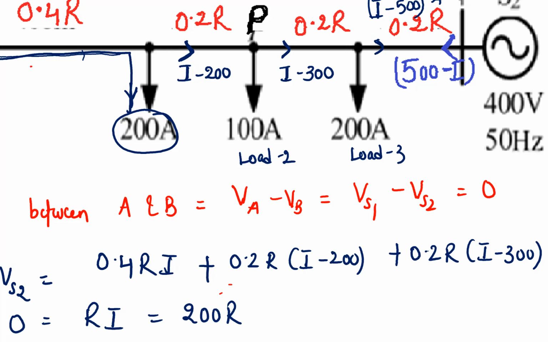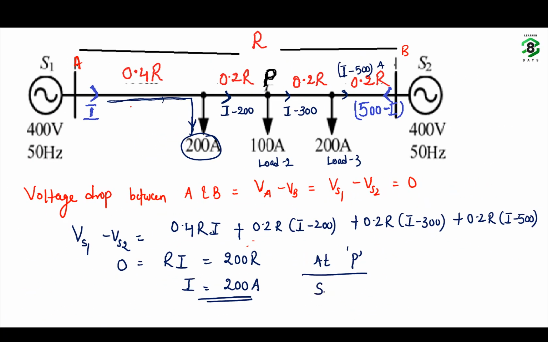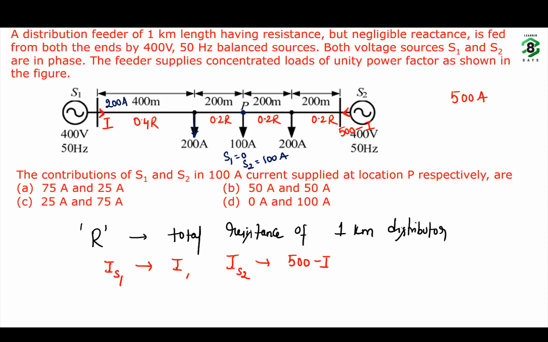So at point P, source S1 is contributing 0 ampere. Source S2 is contributing the total 100 ampere. That is the answer. Option D is the right option. Source S1 is contributing 0 ampere, S2 is contributing 100 ampere.